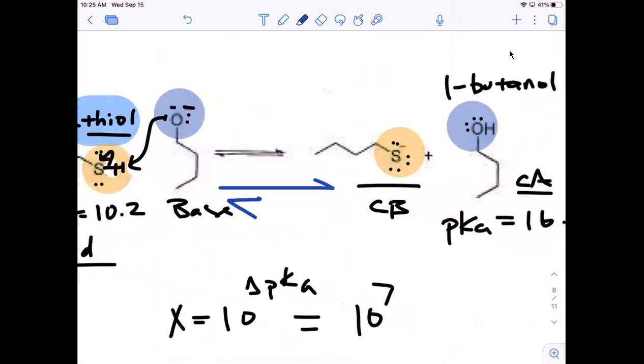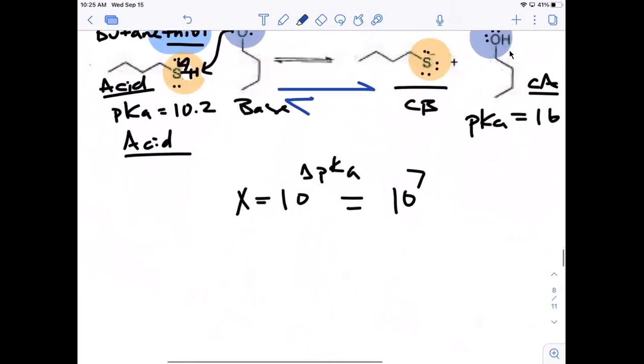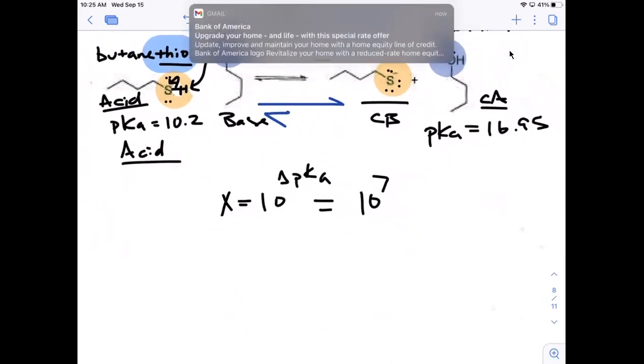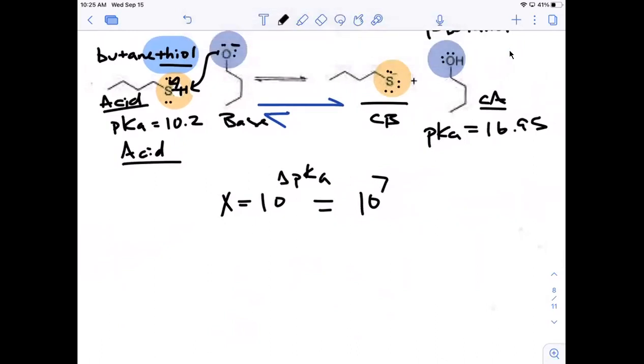All right, now let's answer this question. Because we said that the sulfur had a pKa, the thiol had a pKa of 10.2, and the oxygen had a pKa, the butanol had a pKa of 16. So that's a huge difference, right? The difference in pKa is roughly 7. I rounded up, right?